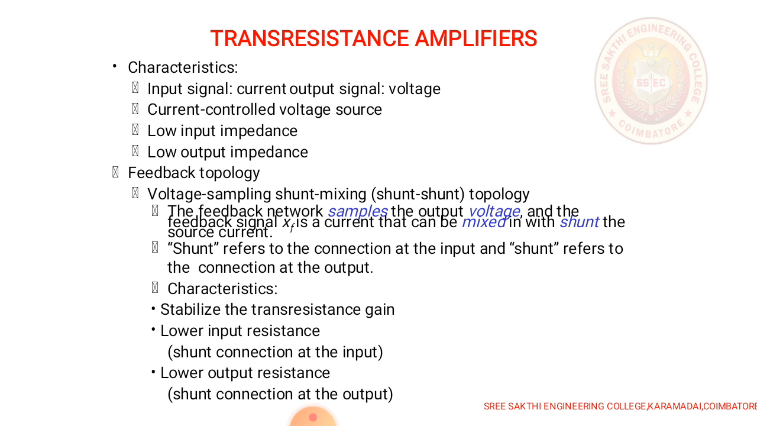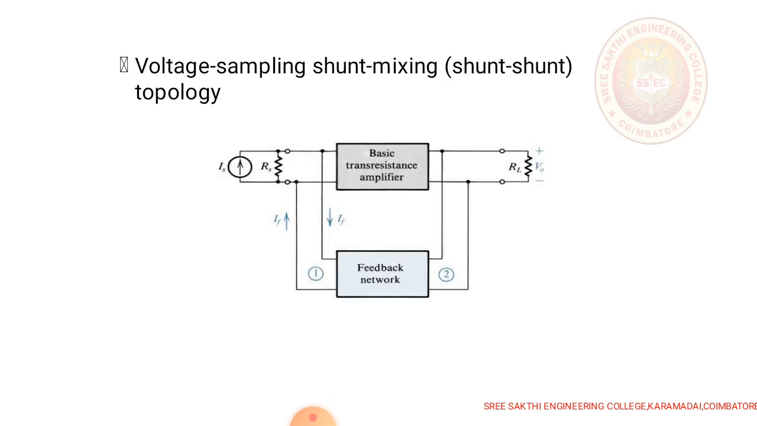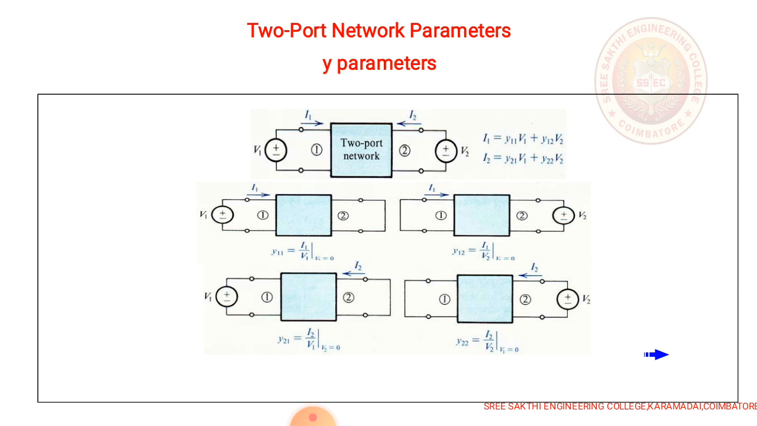The characteristics of this amplifier are that it stabilizes the transresistance gain, and has lower input resistance and lower output resistance. So the block diagram for the shunt topology is given, where the amplifier input and the amplifier output both are connected in parallel. Both the terminals have parallel connections.